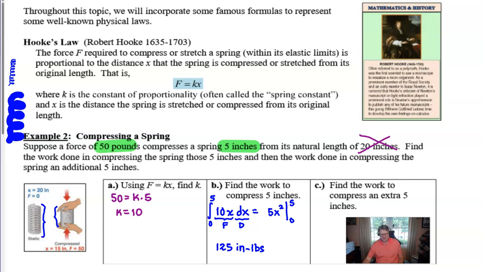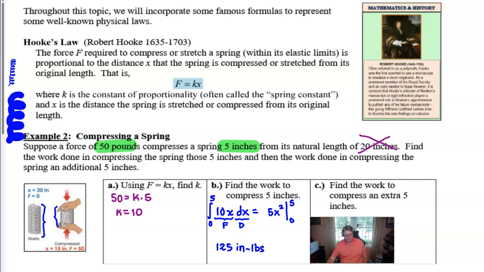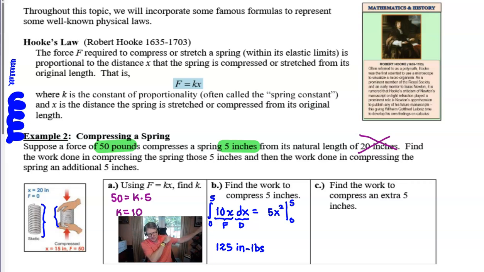Okay, now if I were to move my camera over here and take a look farther down for part C, we're going to do the same problem, but now I want to find the work to compress an extra 5 inches. So you're still integrating the typical 10x. It's still the same spring, but an extra 5 inches implies that our lower boundary will start at that 5 that we've already compressed to, and then an additional 5 means we're going to be compressing up to a total of 10 inches of compression.